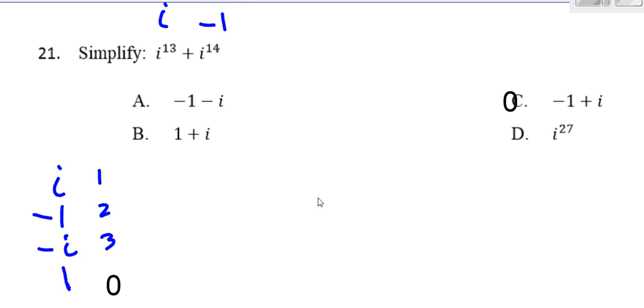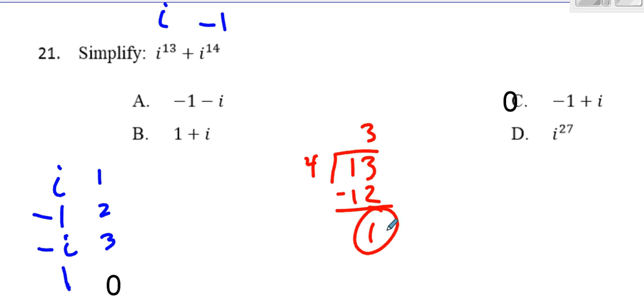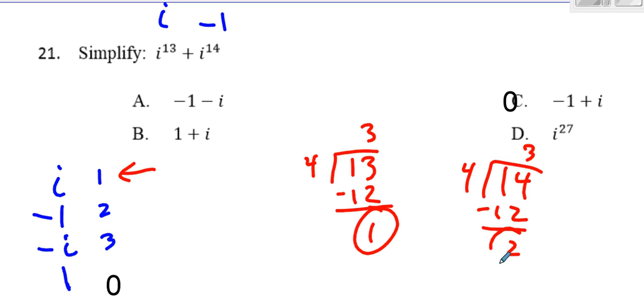You take 13 and you divide it by 4. You get 3, which would be 12, which means you have a remainder 1. That remainder 1 tells you i. Then you do 14, and you divide by 4. That would be 3, which is 12. Subtract, you get a remainder 2. That remainder tells you it's the minus 1.